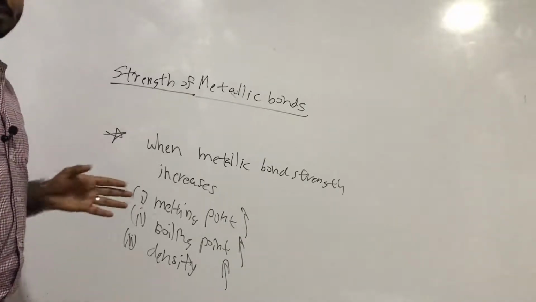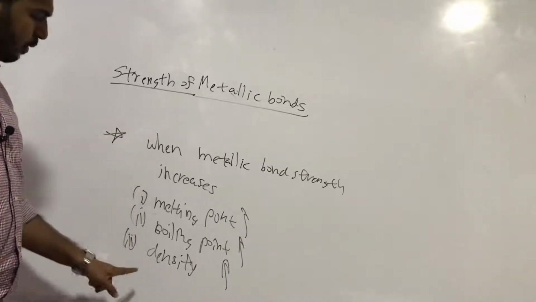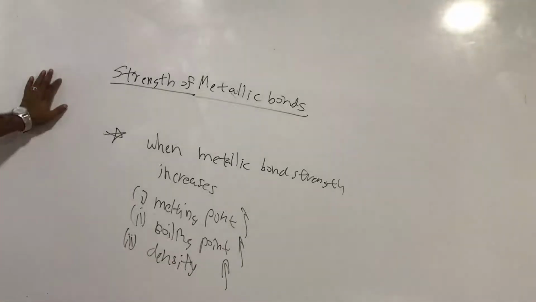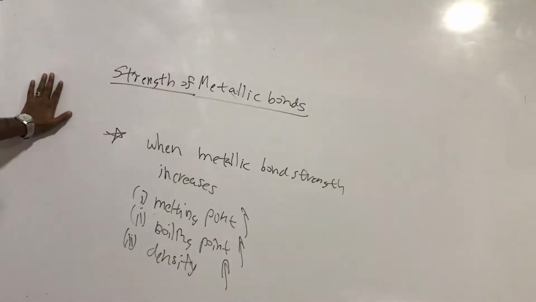Okay, this is the density of the metal, not the density of the pool. This is the density of the metal. So you should remember that this is the density of the metal.